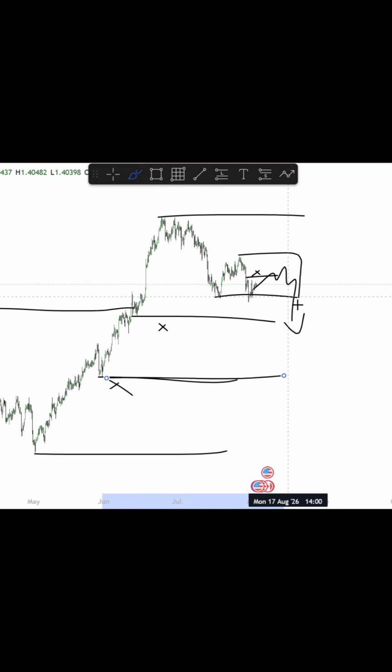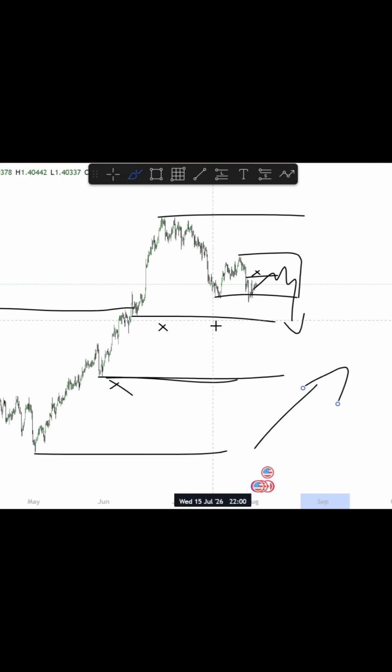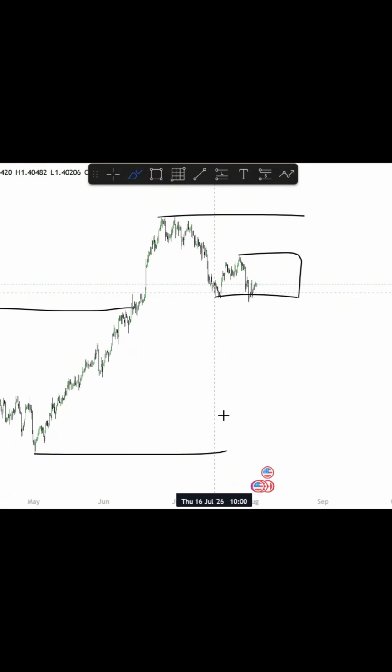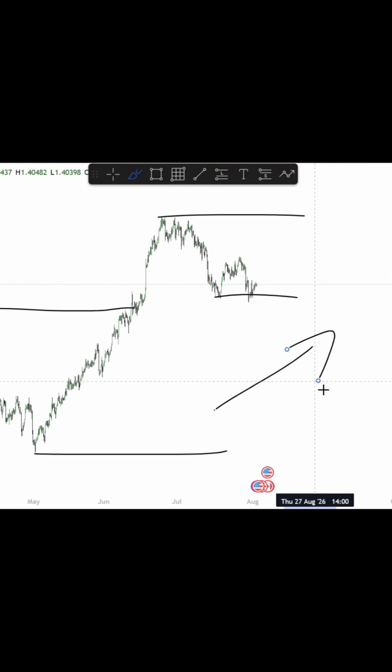Obviously, it is slightly less probability, this one, because you are trading against this bullish structure, but at the same time, price always has to retrace. We will never just see a market move towards the upside indefinitely.